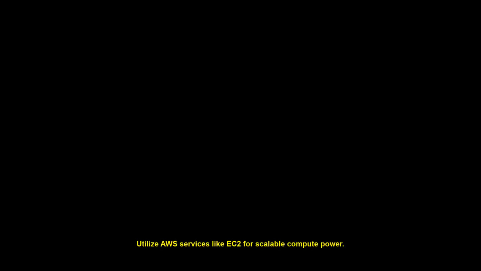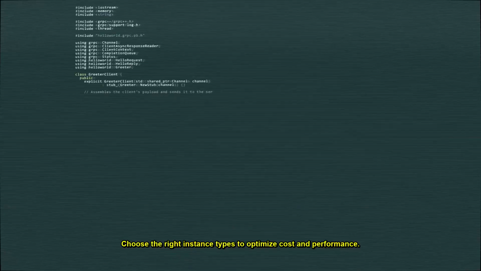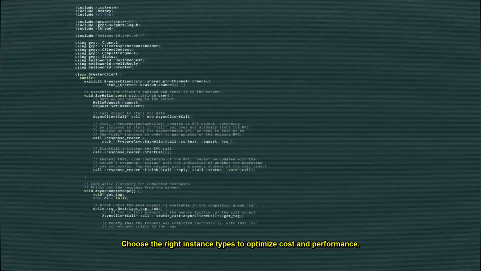Utilize AWS services like EC2 for scalable compute power. Choose the right instance types to optimize cost and performance. Implement auto-scaling to adjust resources based on demand. This reduces costs during low demand periods while ensuring availability during peak times.